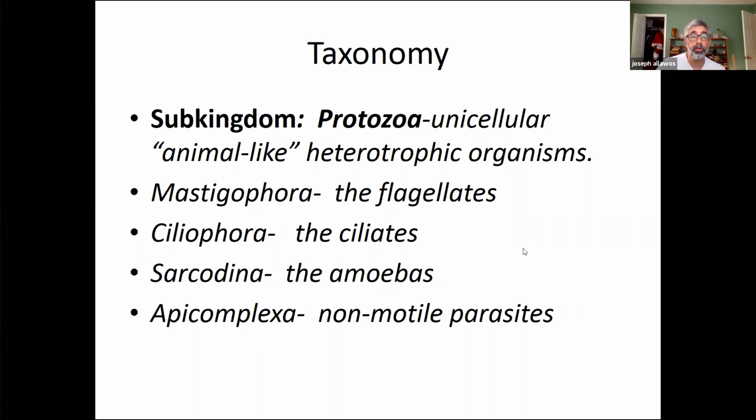So we're going to start with subkingdom Protozoa, and like we said on the last slide, they're heterotrophic. They're also exclusively unicellular, so for lack of a better way to describe them, we say they're unicellular and animal-like in the sense that they're heterotrophic. They can't photosynthesize, they can't make their own sugar. So they're predatory or parasitic upon other organisms.